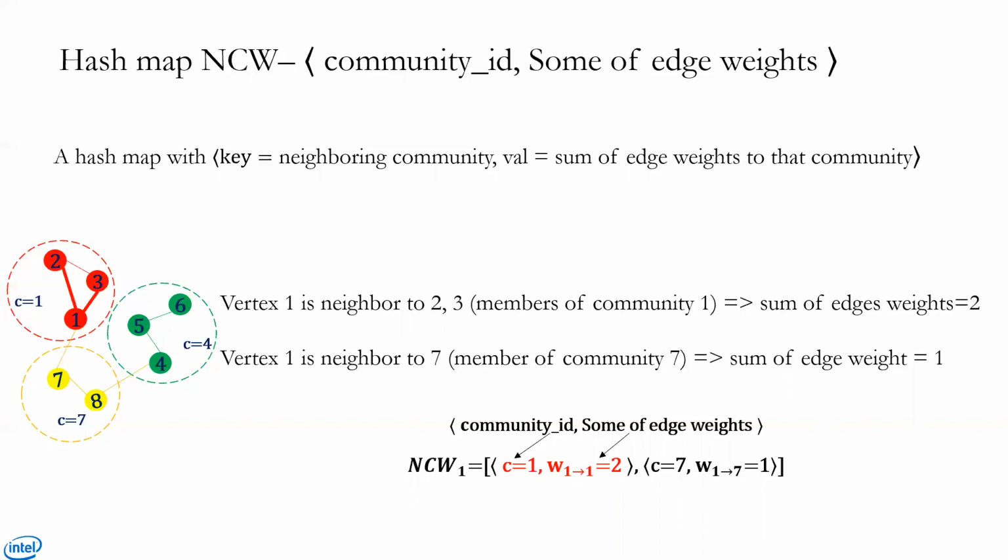For example, for the graph shown on the slide, vertex 1 is neighbor to vertex 2 and 3, which are members of community 1, and hence the sum of edge weights to community 1 is 2, which means we will have an entry 1, 2 in the NCW data structure. Similarly, vertex 1 is also a neighbor of vertex 7, which is a member of community 7. Hence, the sum of edge weight to community 7 is 1, and we will have an entry 7, 1 in the NCW data structure as well for vertex 1.